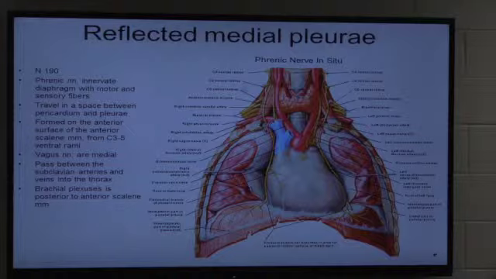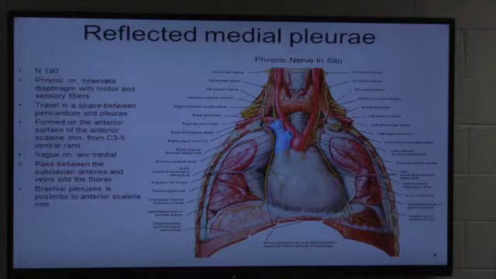They pass posterior to the anterior scalene. C3, 4, 5 come together on the surface of the anterior scalene, pass posterior to the subclavian veins, and through the space between the pleura and the pericardium. They have sensory fibers to the pericardium and the diaphragm, and motor fibers to the diaphragm.